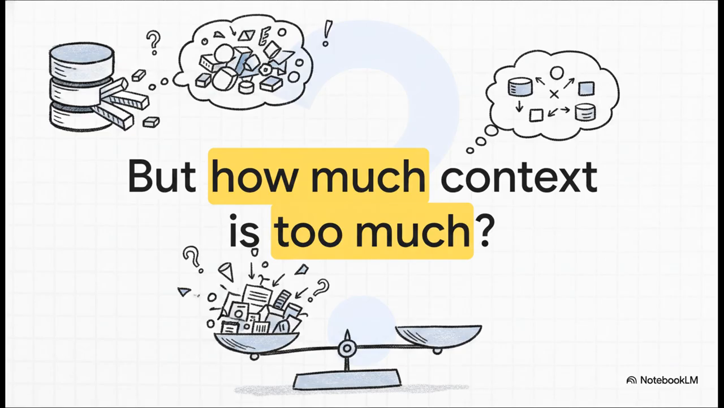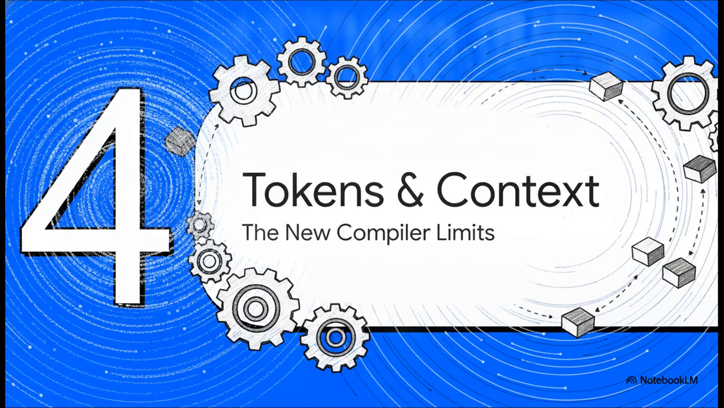But that begs a pretty obvious question, right? If providing context makes the model infinitely smarter, shouldn't we just dump our entire customer database into the prompt every single time? I mean, how much context is too much? That takes us to Section 4, Tokens and Context Windows. Basically, our new compiler limits.